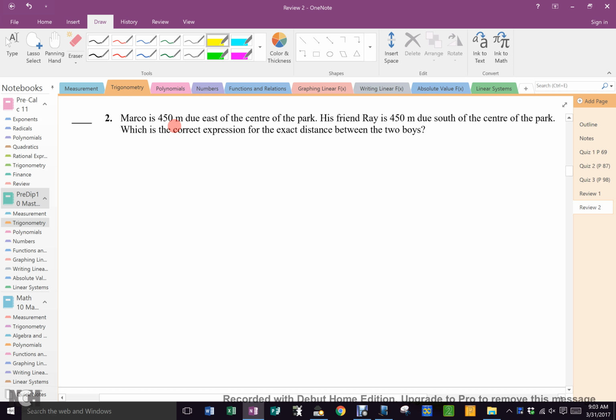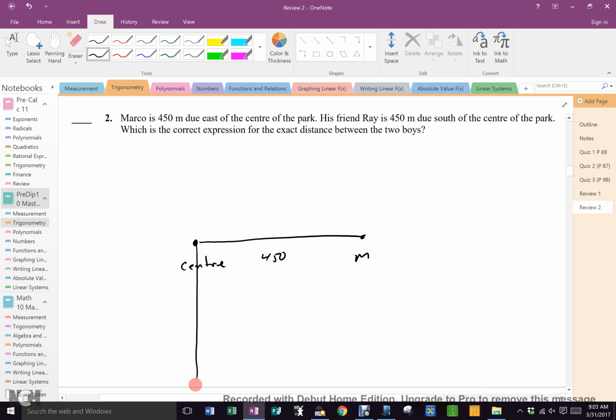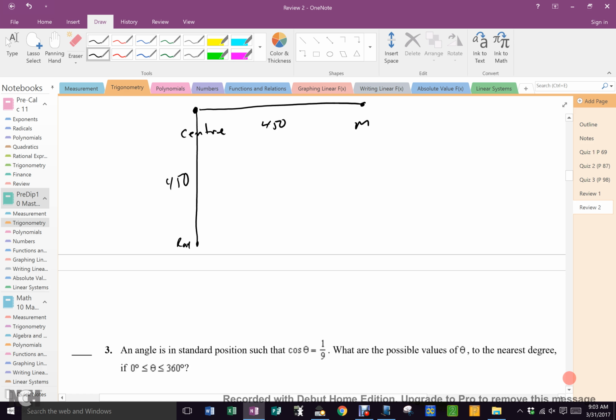Marco is 450 meters due east of the center of the park. There's the center. Marco is 450 east. There's my man Marco. Ray is 450 south. There's Ray. 450. What is the correct expression for the exact distance between the two boys?